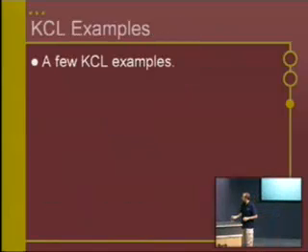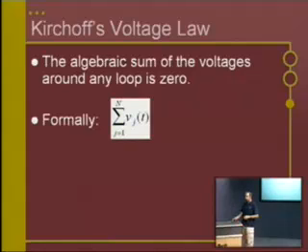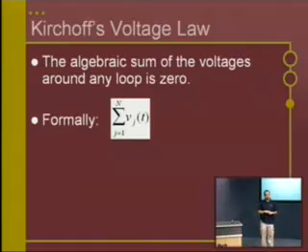Kirchhoff's voltage law is the same kind of thing. It says going around any closed loop, the sum of the voltages should equal zero. The way that we'll make that work is we pay attention to the polarity of the voltage terminal that we enter first as we're going around the loop. Whichever one that is, that's the sign of that term in the KVL equation.